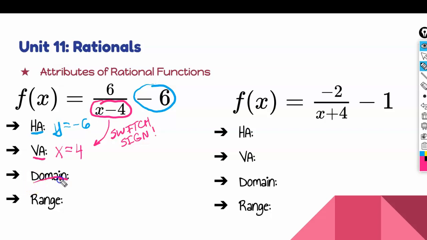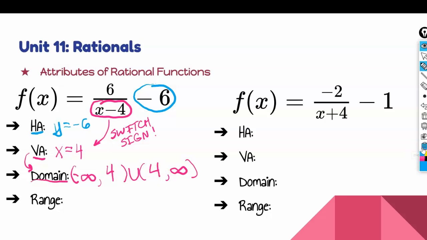So domain is all of our x values, so it's going to be tied to the vertical asymptote. Okay? And some of you might remember this is the long and funky way of writing domain. We start with -infinity, we have the union, we end with +infinity. And what's going to go in the middle? This number, that 4. And that's how we write domain.